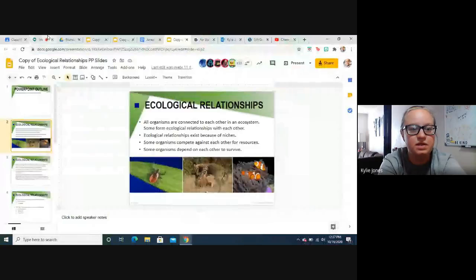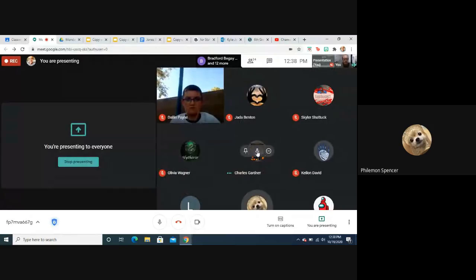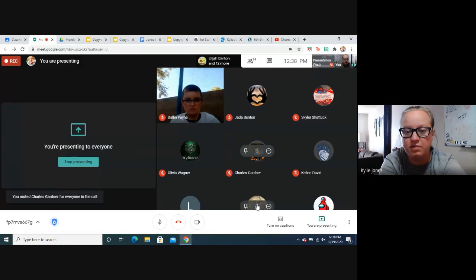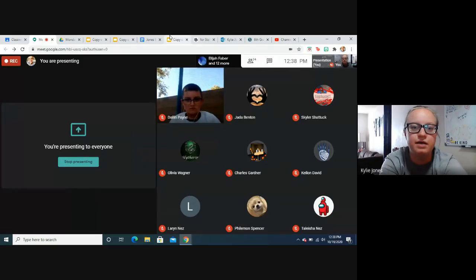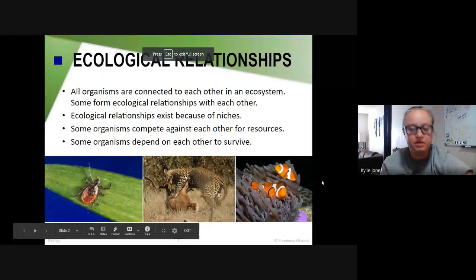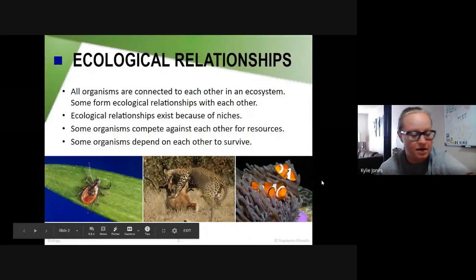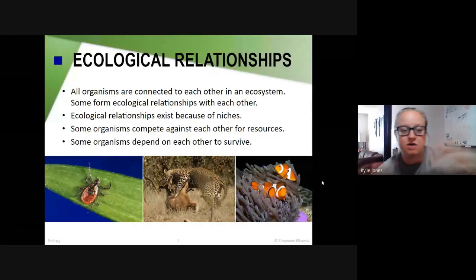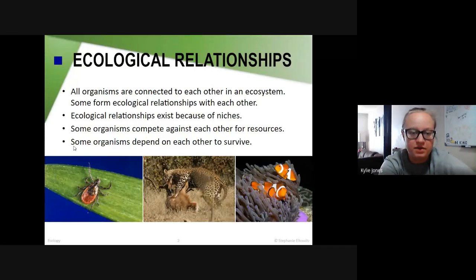Some of the organisms compete against each other for resources. So they can compete every once in a while for food. So like if it's big cats or something like that, like multiple types, a jaguar versus a cheetah, different types of big cats, they might fight for the same types of food sources. So that creates competition. And then finally, some organisms depend on each other to survive.